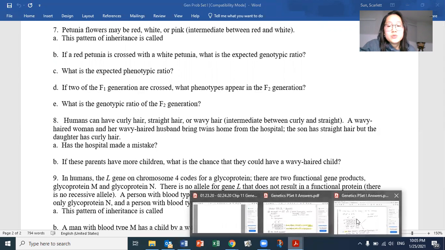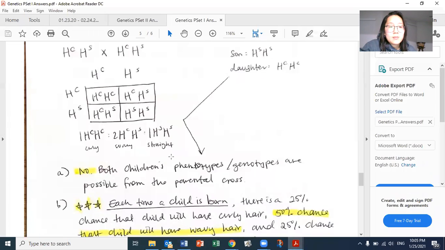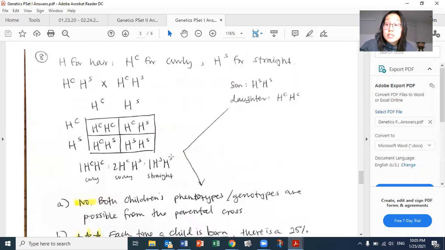So when you write out the genotypes, you're gonna wanna, again, make note that the gene is represented by a base letter, but in this case, the base letter is not going to change. It's only the superscript that is going to change that represents the different versions of the gene or the alleles. So we're going to use H for hair because it's about hair, and we're going to use HC for curly and HS for straight. And we know that HCHS as a genotype is wavy hair because it's that intermediate.